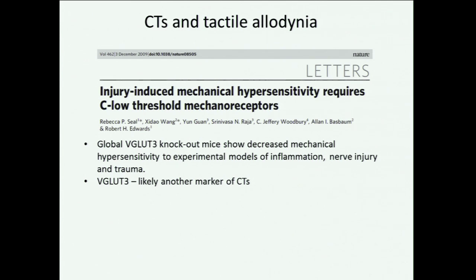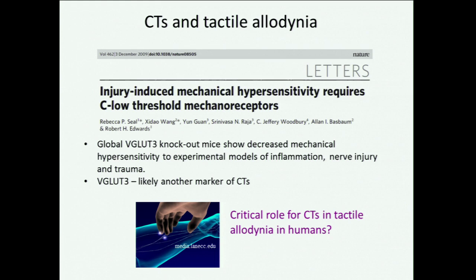And they had global VGLUT3 knockout mice that show decreased mechanical hypersensitivity to experimental models of inflammatory pain, suggesting that the VGLUT3 neurons have an important role for the development of neuropathic pain. This has been criticized, so it might not have been a specific effect in the peripheral neurons. It might have been central effects because it was a global VGLUT3 knockout mice, but we don't really know. But that inspired us to study if there is a critical role for CTs in humans.